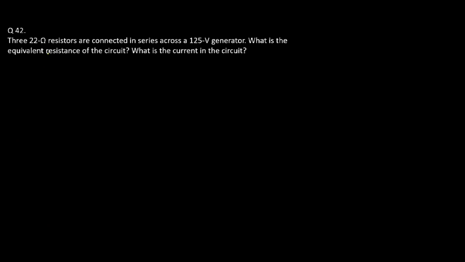The question says, three 22 ohm resistors are connected in series across a 125-volt generator. What is the equivalent resistance of the circuit? What is the current in the circuit?